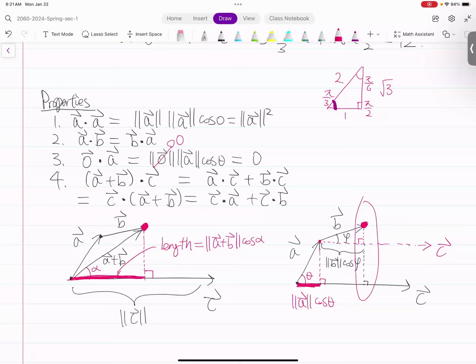Okay, so if A and B are in the same plane, then this red point is exactly within the plane. If you do the projection onto the red vector C, and then down to the parallel black vector C, this point and this point are actually on the same line, right? So the black cross right here and the purple cross right here are exactly the same point, right?